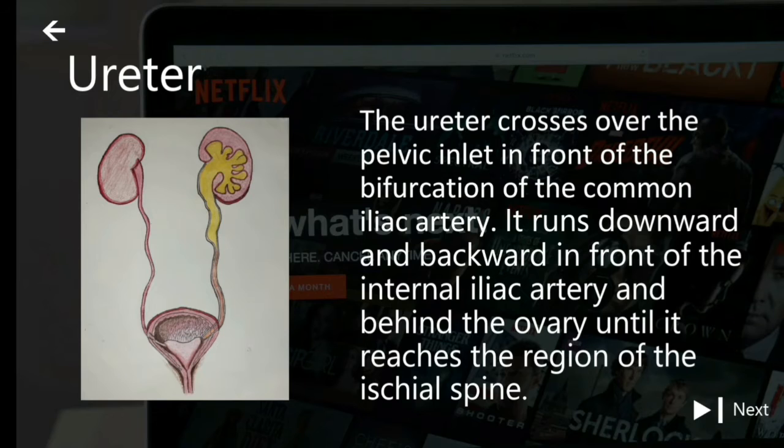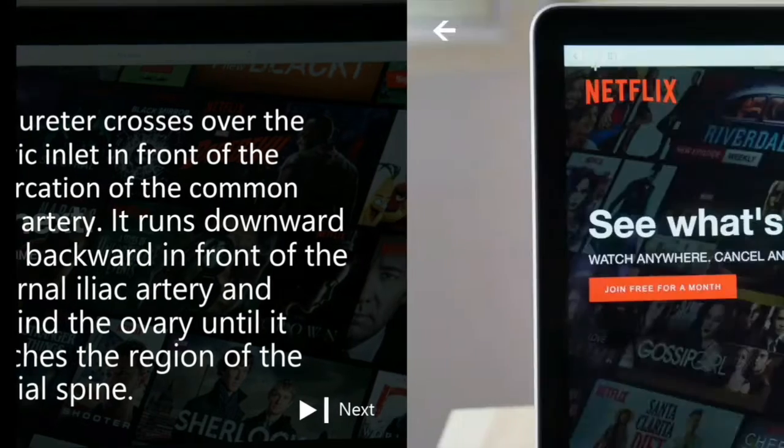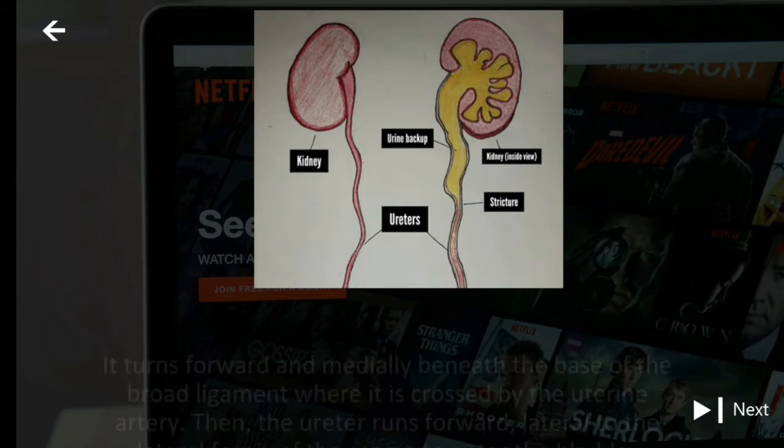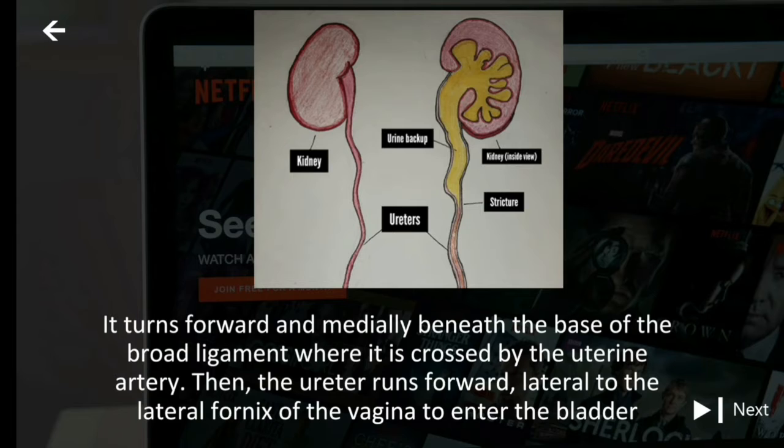The ureter crosses over the pelvic inlet in front of the bifurcation of the common iliac artery. It runs downward and backward in front of the internal iliac artery and behind the ovary until it reaches the region of the ischial spine. It turns forward and medially beneath the base of the broad ligament, where it is crossed by the uterine artery. Then the ureter runs forward, lateral to the lateral fornix of the vagina, to enter the bladder.